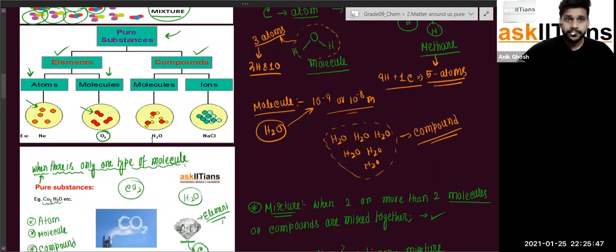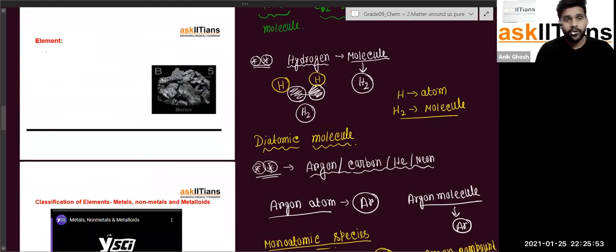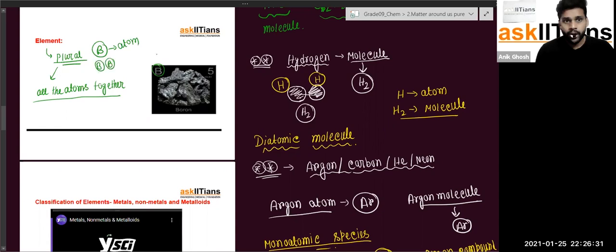So you can see this chart for your reference. I think we have cleared this idea about atom and element. So what is an element? Element is nothing but, just remember like that, it is the plural. It is when all the atoms together make the element. So boron over here can be an atom. And when so many boron atoms are together, they are making it an element. Okay.